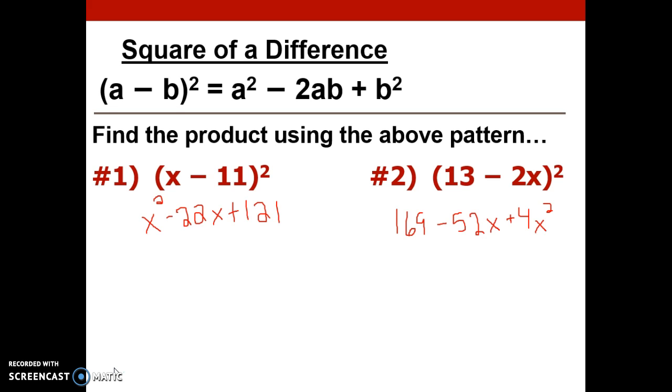Now, for some of you, you might be looking at that and going, oh my gosh, that's not in standard form. You are correct. You could rewrite this into standard form by putting the 4x squared first. So you could rewrite it, just kind of like y equals mx plus b, where we switch and have the x first. But you could rewrite this as 4x squared minus 52x plus 169 if you wanted to.